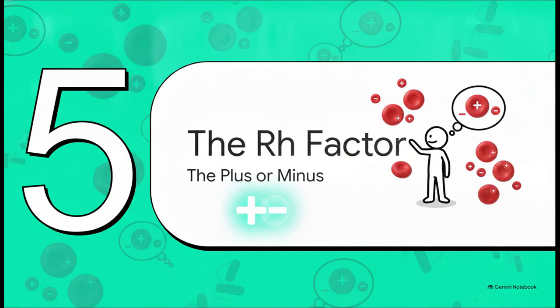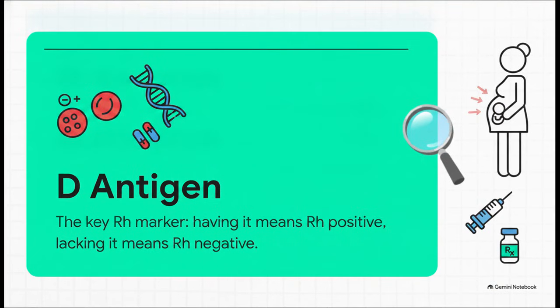All right, shifting gears. Let's look at the Rh factor explained, the plus or minus. So you know that little plus or minus attached to your blood type? That comes from an entirely different system called the Rh blood group, and the key marker here is something called the D antigen. Carry the D antigen and congratulations, you're Rh positive. Lack it, and you're Rh negative.